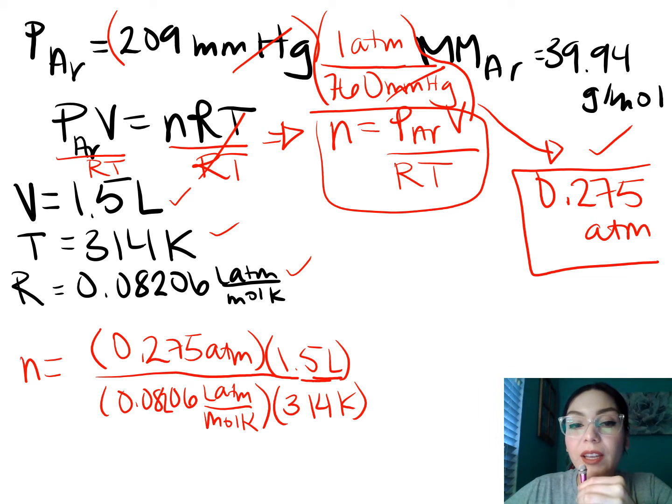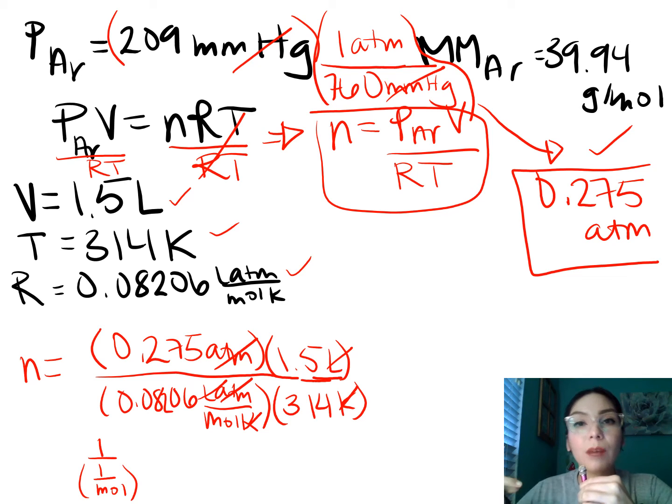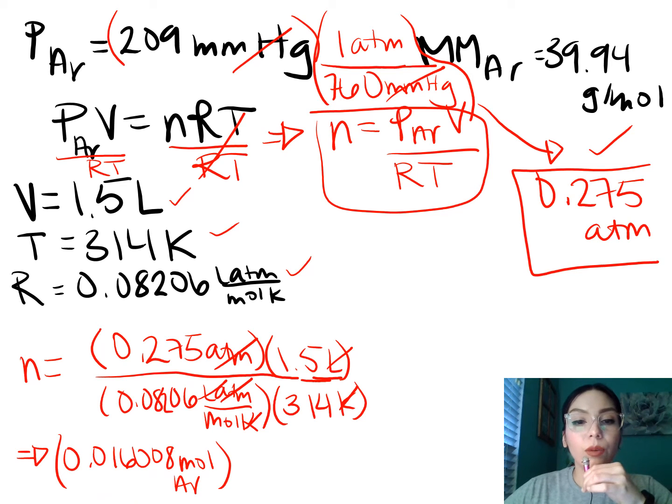Now I'm just going to make sure everything cancels. So my atm cancels, my liters, and then my Kelvin. Now what you're left with, for the units at least, is 1 over 1 over mole. Whenever you have a fraction as the denominator, what you end up getting is the inverse. So you'll end up getting mole as your unit, which is what we want. So now let's calculate this out in order to determine how many moles we have. So I got 0.016008. I just kept a bunch of sig figs, moles of argon.